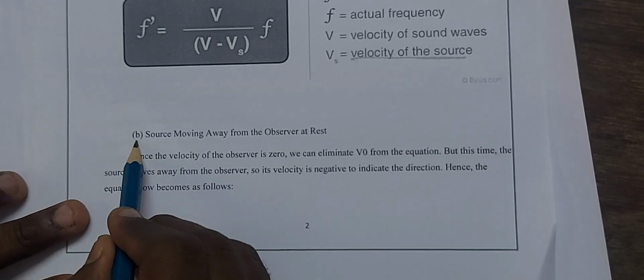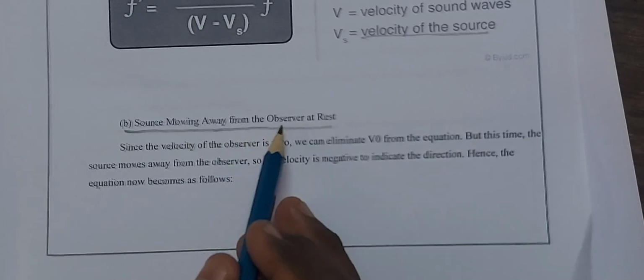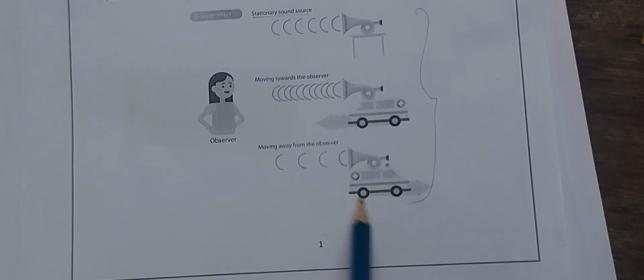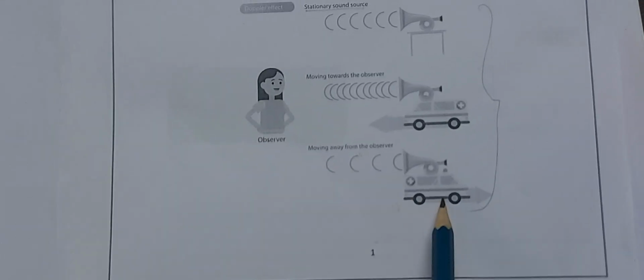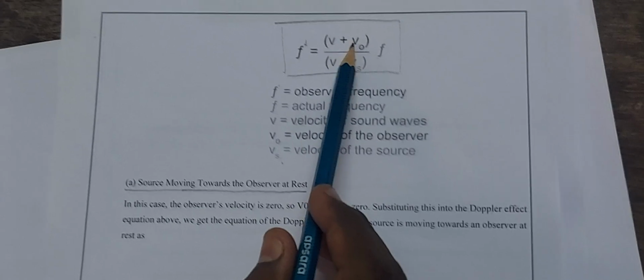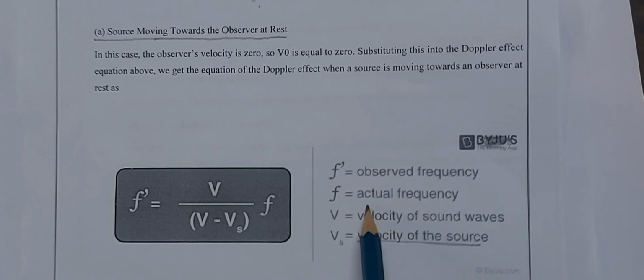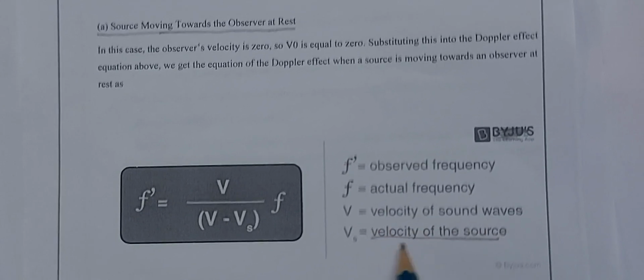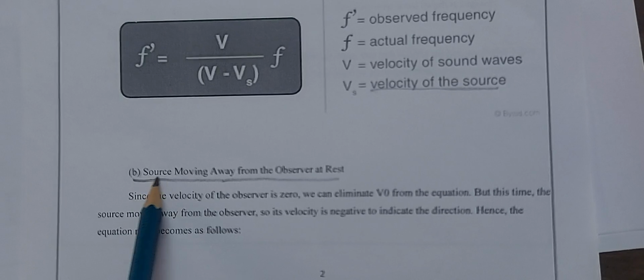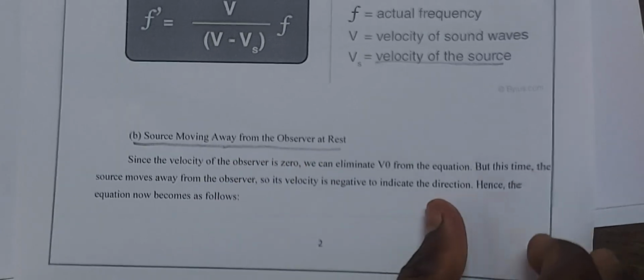The second condition is the source moving away from the observer at rest. The observer is at rest but the source is moving away from us. It can be explained in this diagram. Here is the source. The observer is at rest, but the source is moving away from the observer. How can the equation change now? Already we know that f dash is equal to f into v plus v naught divided by v minus vs. f dash is the observed frequency, f is the actual frequency, v is the velocity of the sound wave, and vs is the velocity of the source. Now we go to the second condition, the source moving away from the observer at rest.